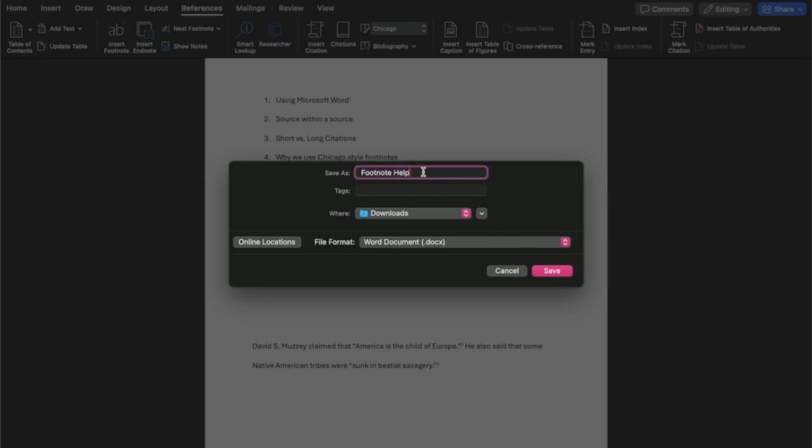You might even want to change the title, because sometimes people get multiple versions and you want to make sure you're submitting the right version. So I would say something like final copy, something to distinguish it, just so you know that's the one you're submitting.